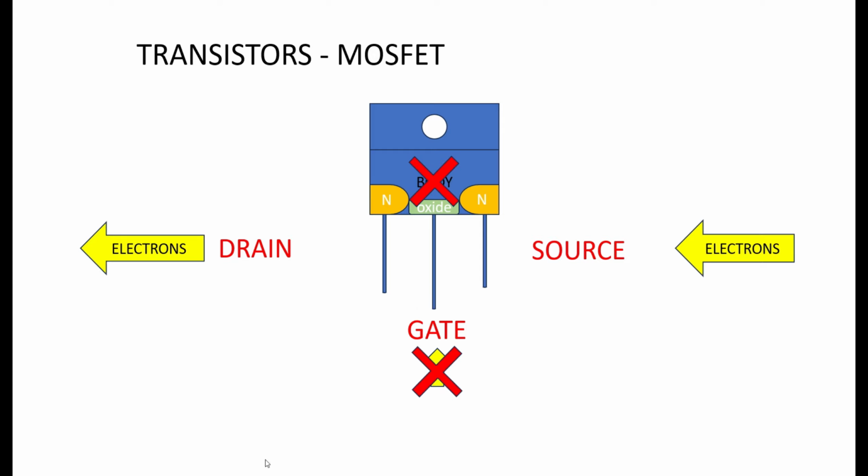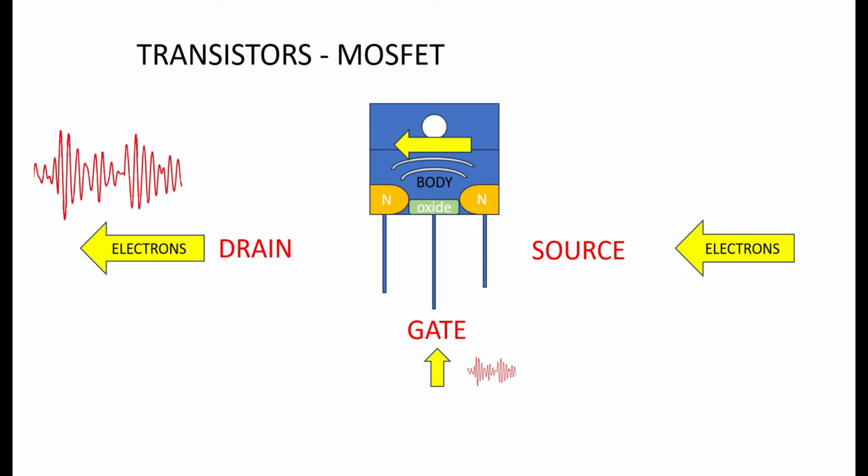So when there is no voltage on the gate terminal, no electric field is produced, and just like in the BJT, no electrons will flow across the transistor. But when a voltage is applied, an electric field is generated which affects the conductivity of the semiconductor material in the body, which allows electrons to flow from the source through the transistor and to the drain. And just like the BJT, a very small input results in a large output coming out of the transistor.